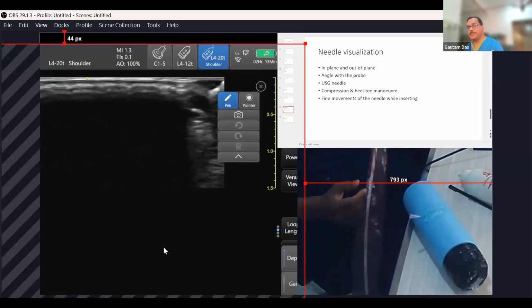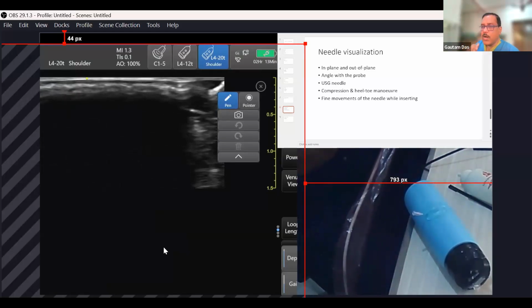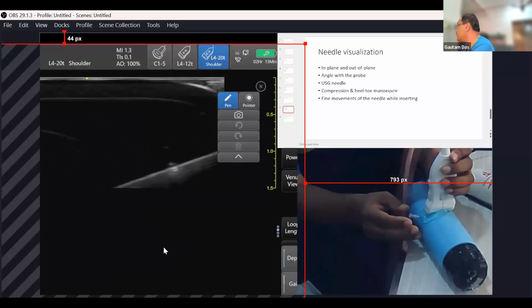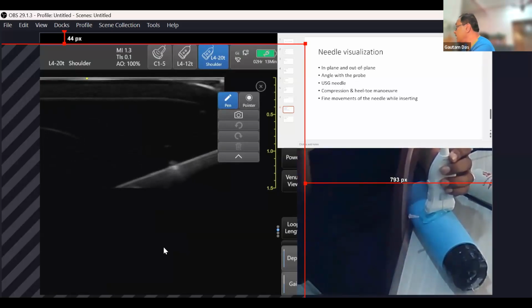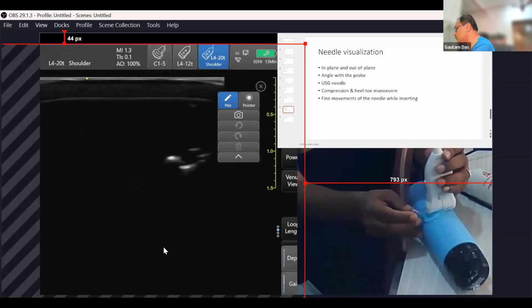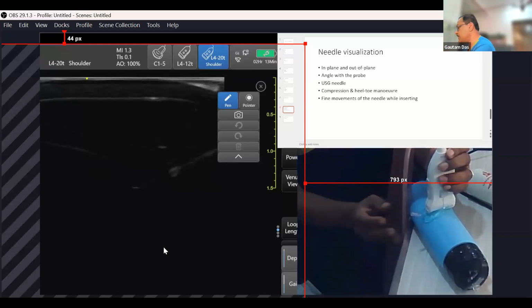And you understood why? Suppose you want to go to a certain depth, so you have to calculate, and accordingly your needle entry point should be such that your angle is less than 30 degrees to visualize the needle better. If the angle is much more, then I will not be able to visualize it. You see, here it is visible, but if I make the angle deeper, then I am not able to visualize it.